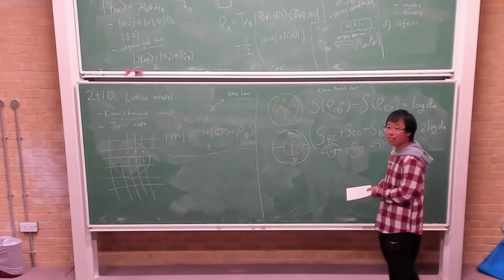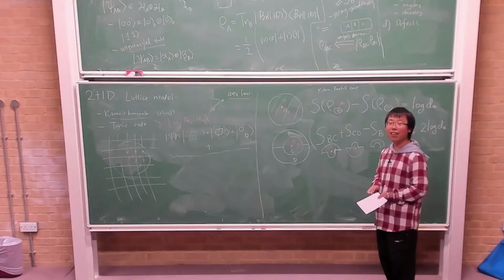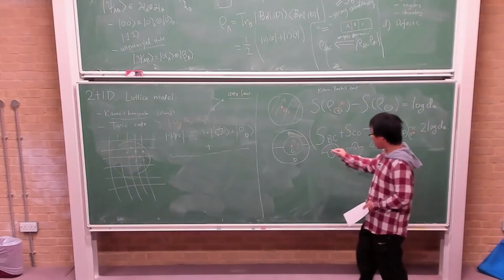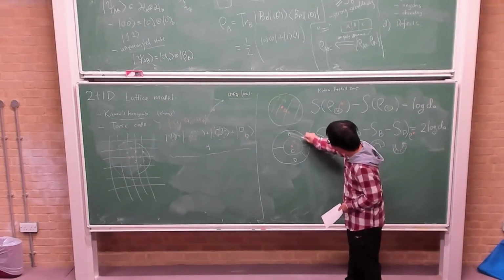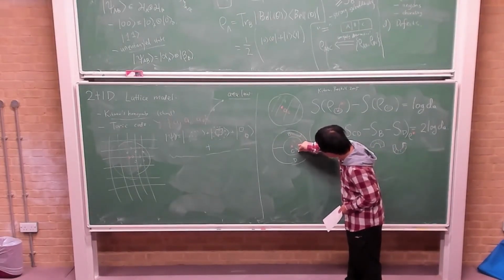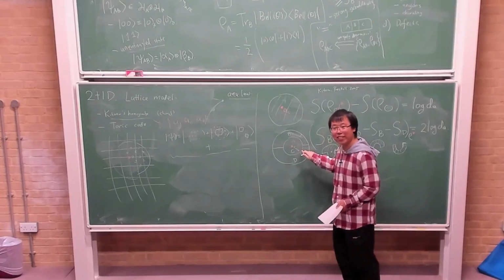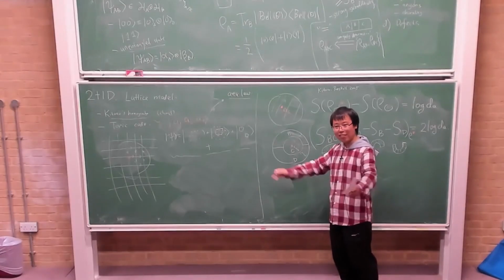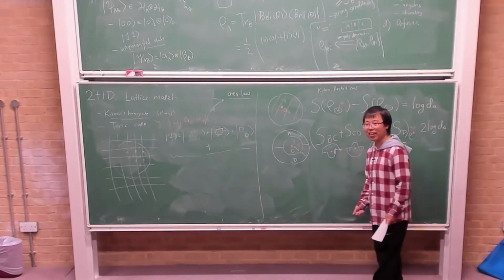Again, I guess the only assumption is that these sizes are much larger than the correlation length. That's right. So the thickness, and I think including the distance of the anion to the boundary, should be several times larger than the correlation length.